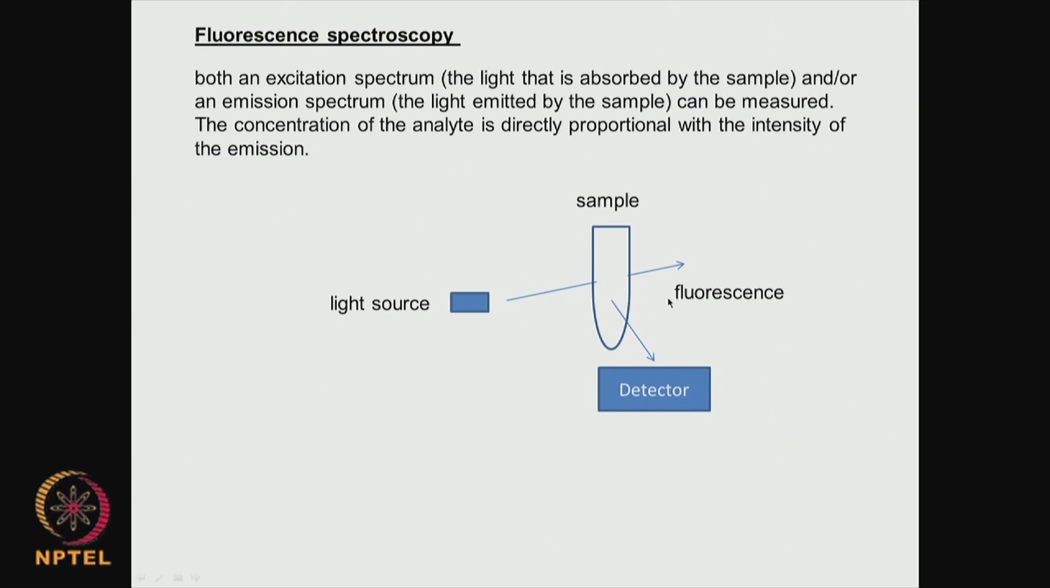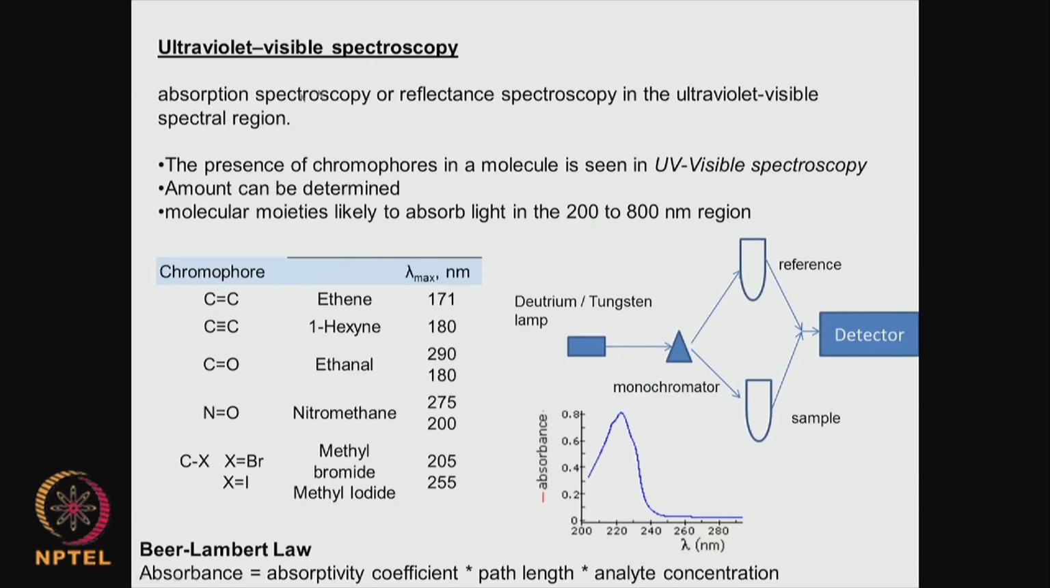So, we can draw a standard graph and we can indirectly calculate the concentration of the analyte from the intensity of the light. So, this is useful if I want to monitor a metabolite and so on. Okay. Ultraviolet visible spectroscopy, this is also very useful. What happens is absorption spectroscopy or reflectance spectroscopy in the ultraviolet or the visible spectral region. So, we are looking at either the ultraviolet or the visible. So, we can monitor if there are any chromophores.